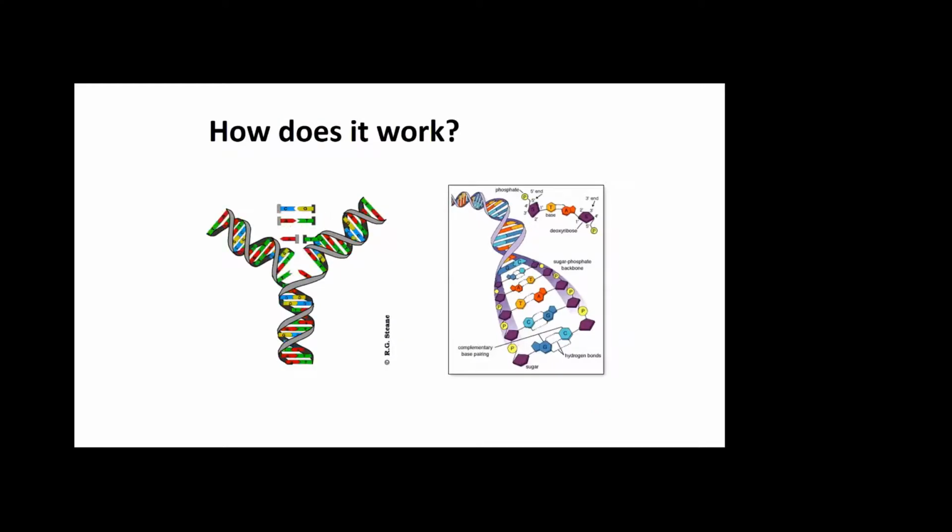In a nutshell, what happens is that the strands of the DNA separate, and then the gaps are filled with the corresponding bases. Because we said the bases pair in a very specific way. So let's have a look at it in a bit more detail, right?